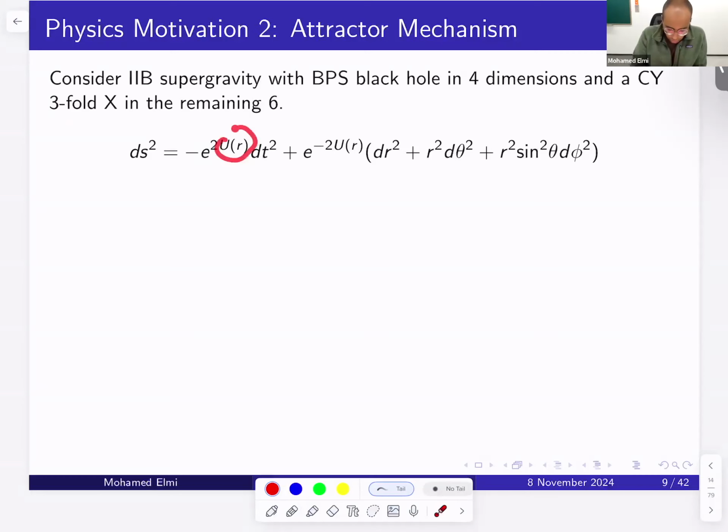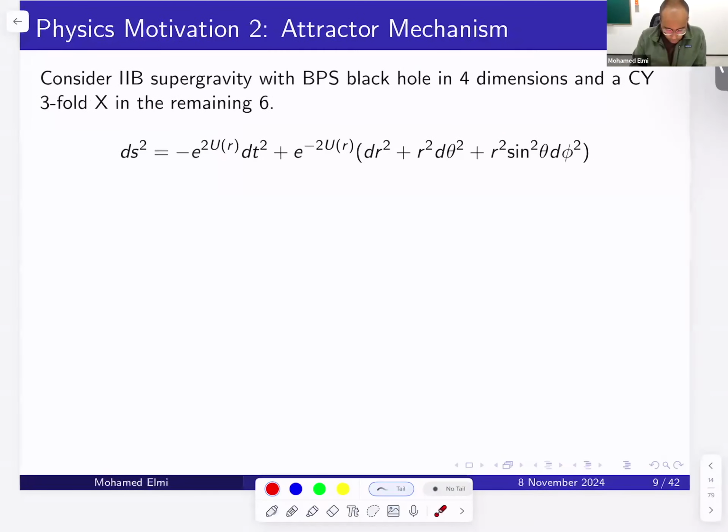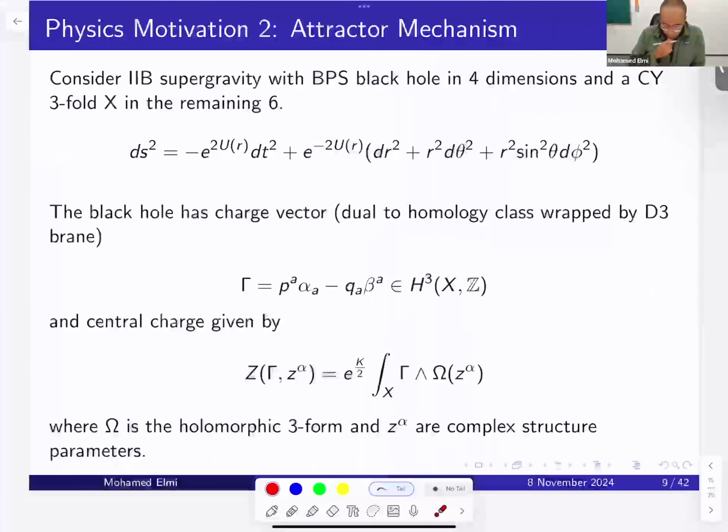The black hole metric is spherically symmetric, so it's just controlled by some function u that depends on the radius, this warp factor. And it will have electric and magnetic charges, so it's BPS. There will be some gauge fields in 4 dimensions, which is your third Betti number b3. So there will be this many types of electromagnetism, and for each of those electromagnetisms, this black hole will be charged. So we'll have some electric and magnetic charges.